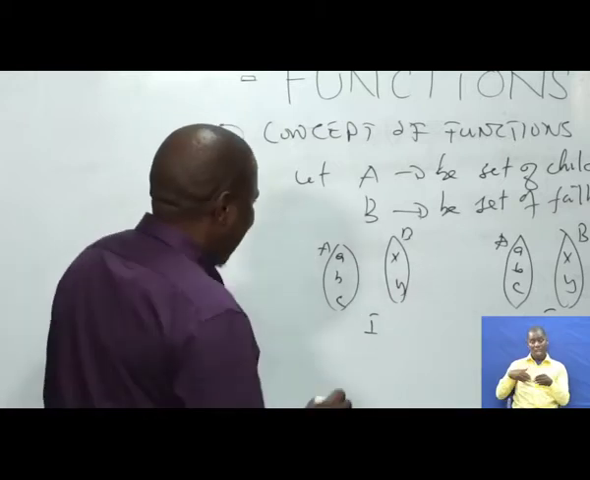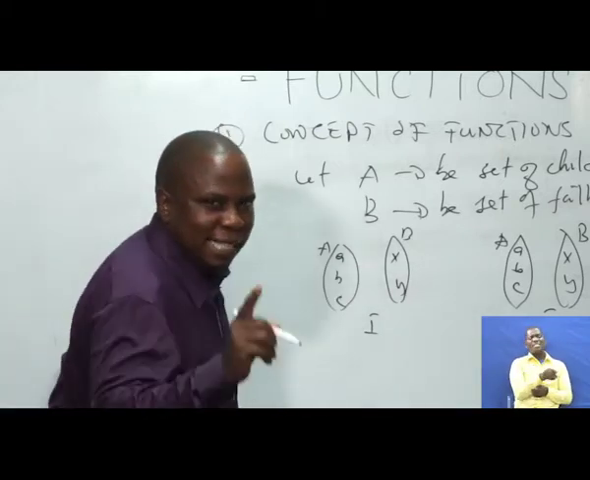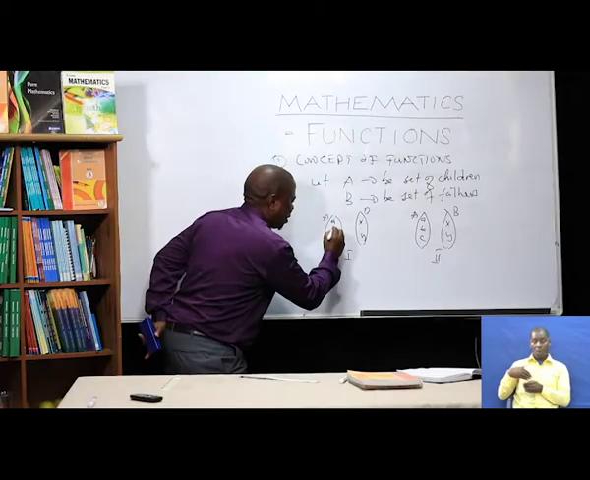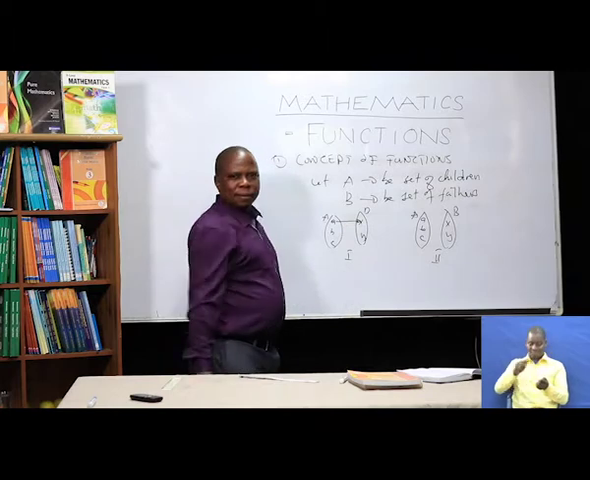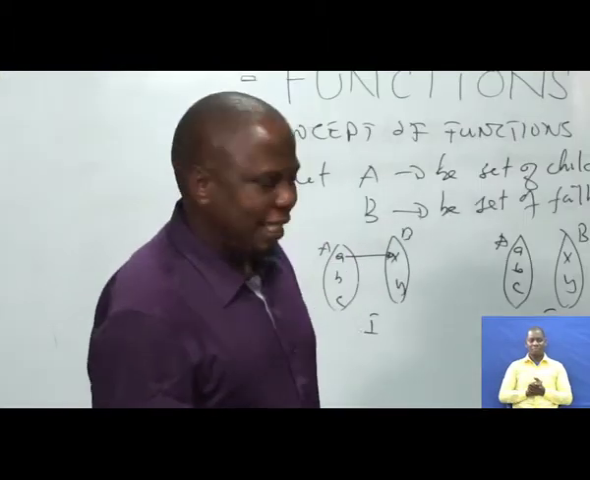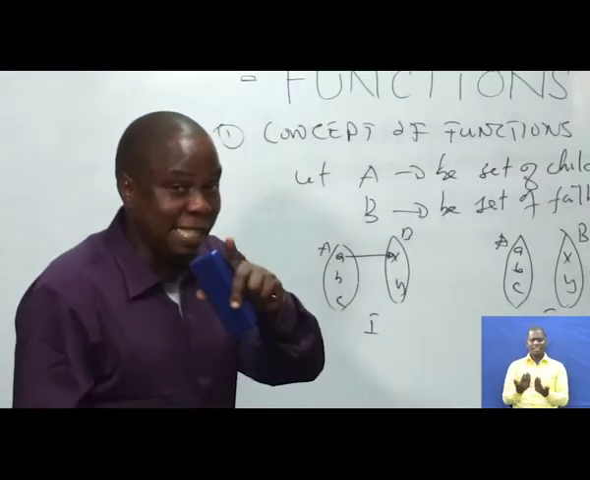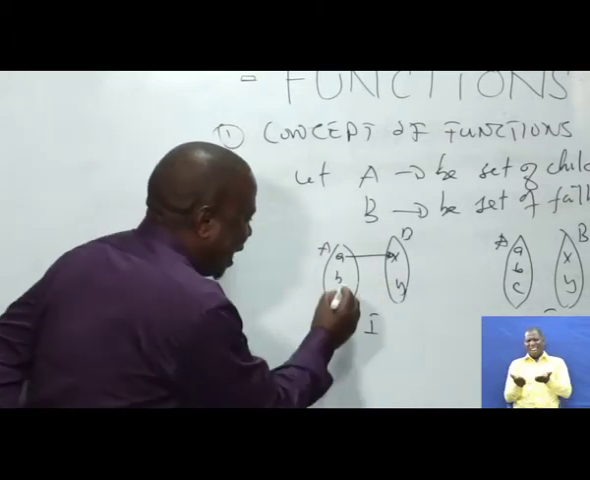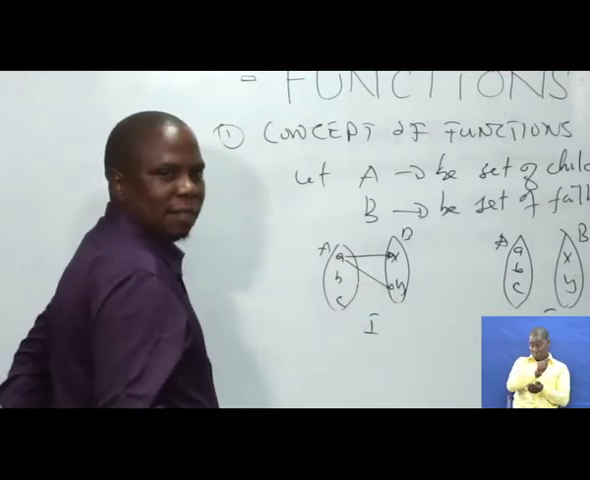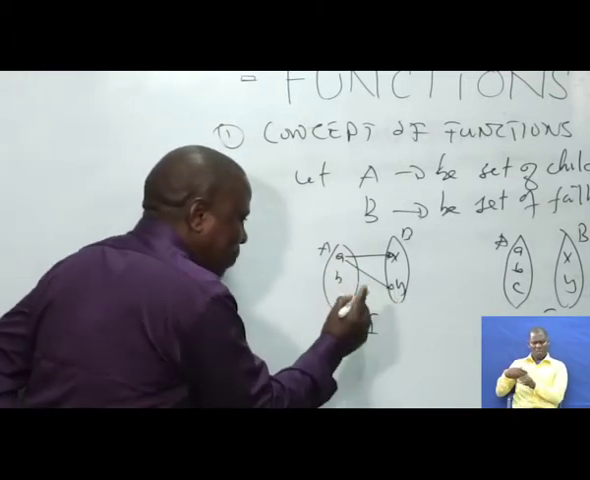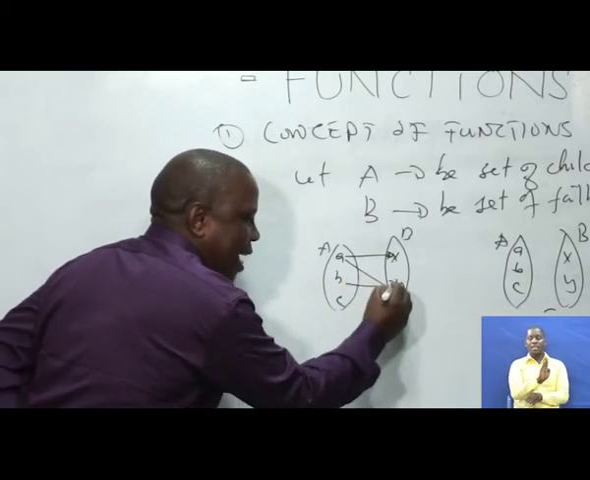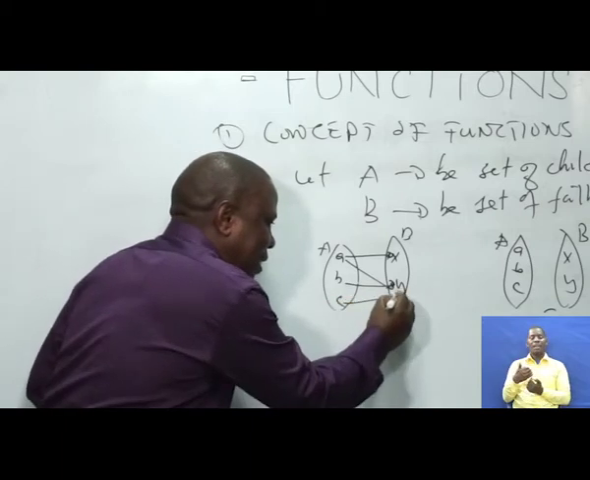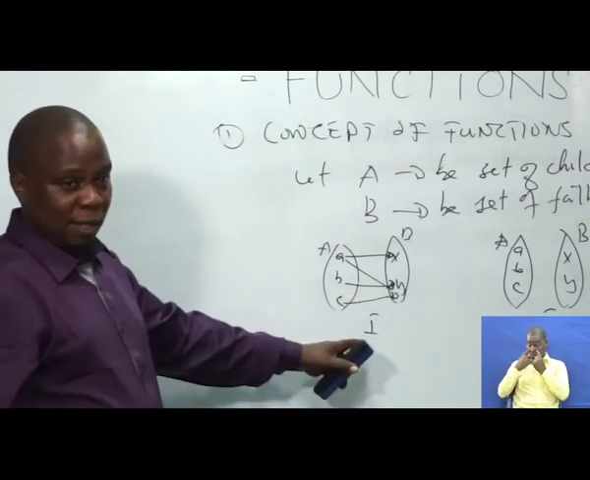Let's say this child here, A, is related to this father X as shown by the arrow. And again, the same child is related to Y, as again shown by the arrow here. This child here, B, is also related to Y as it is shown there. C is related to Y as it is shown by the arrows.